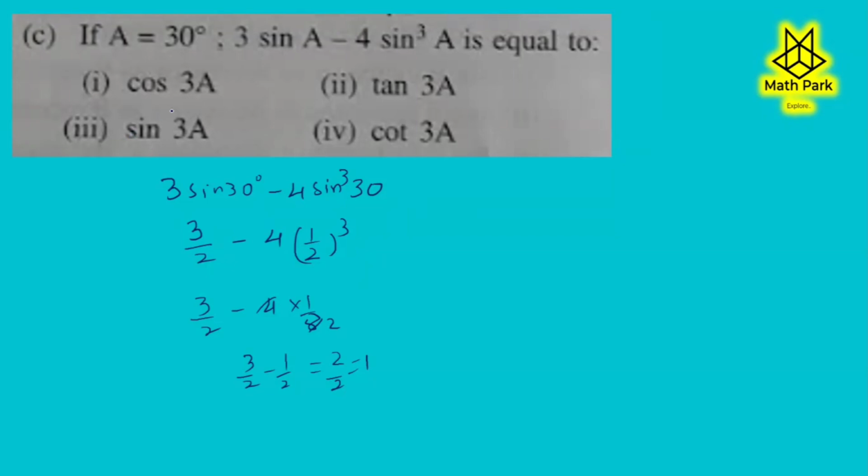So there is sine of 3A. That means 3 times A is 90, so we have to look for the angle of 90. We know that sine of 90 is 1. Sine 90 degree is equal to 1, and we have got this value simplified as 1. So 1 is equal to sine of 90, that is sine of 3A. So this is how the third option is the correct answer.